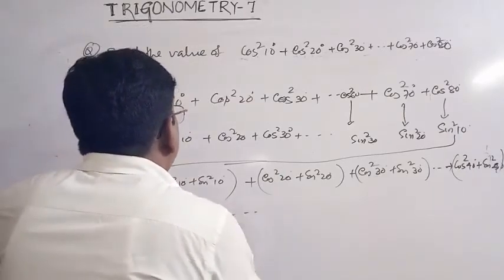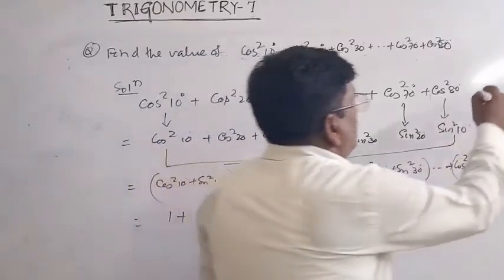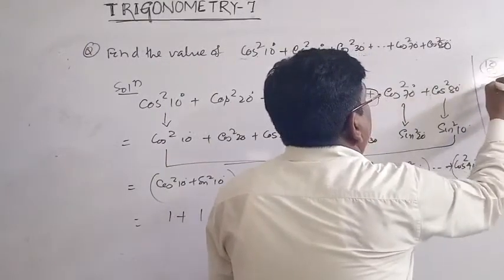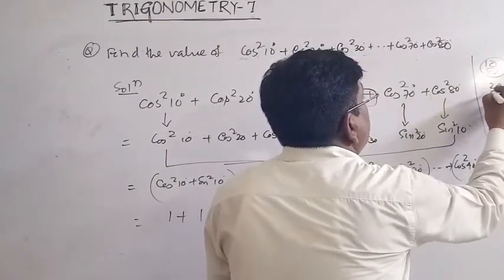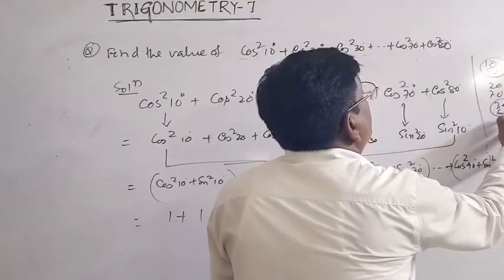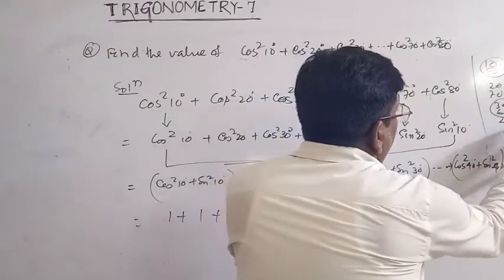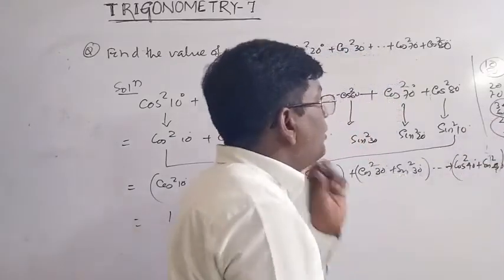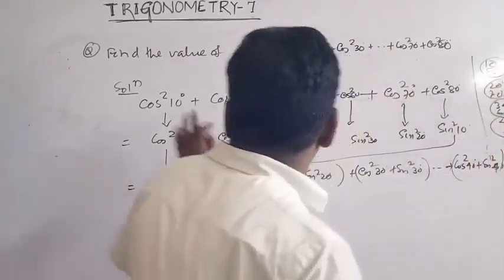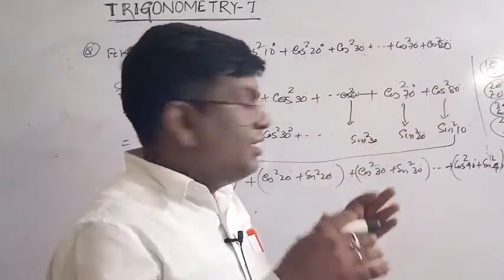See, 10 pairs with 80, 20 pairs with 70, 30 pairs with 60, and 40 pairs with 50. So what is the number of terms? The number of terms is 8, 10, 20, 30, and they combine.